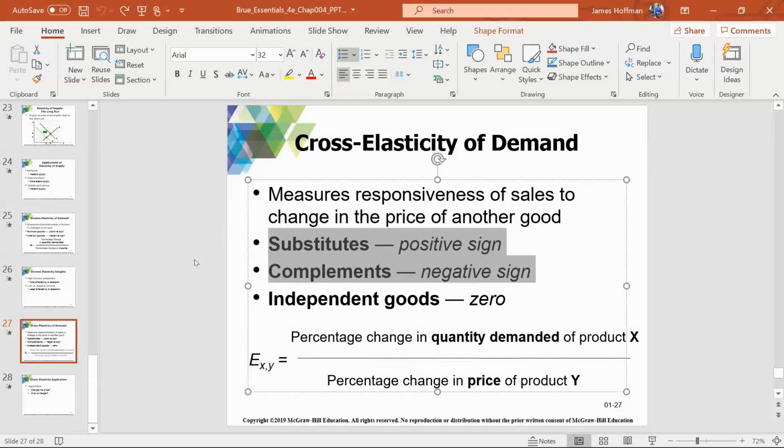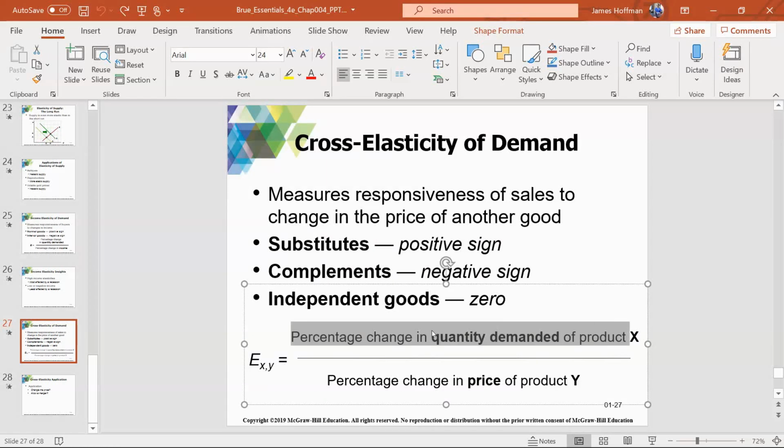Okay, so remember substitutes, the customer can choose between one or the other, depending on the price, and complements, you consume them together. And so therefore that would dictate the sign of this cross elasticity. Okay, so the percent change in quantity demanded of product X divided by the percent change in price of the other good Y. That's how you calculate the cross elasticity of demand.